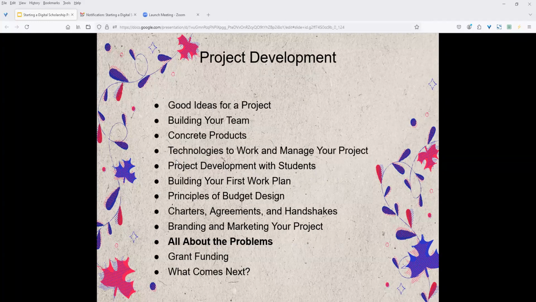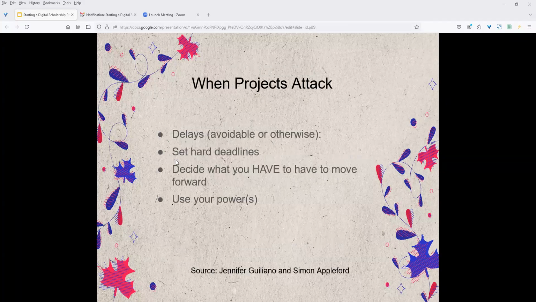Next one is all about the problems. So let me list to you some common problems that you'll have. So I call this when projects attack. Delays are avoidable. Avoidable or otherwise, they still slow you down. You can set hard deadlines. You can decide what you have to move forward. So you're halfway through a project, you don't know if you're going to have enough money or people or whatever, and you've got to wrap it up soon. You have to reassess your priorities, and then use your powers of persuasion and getting people on board and working towards that final end.